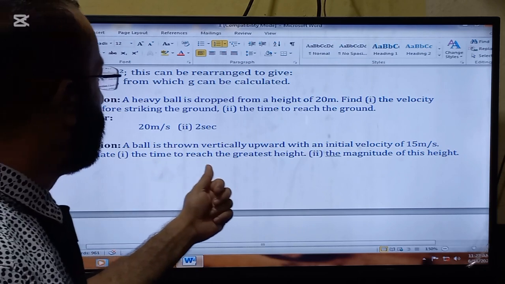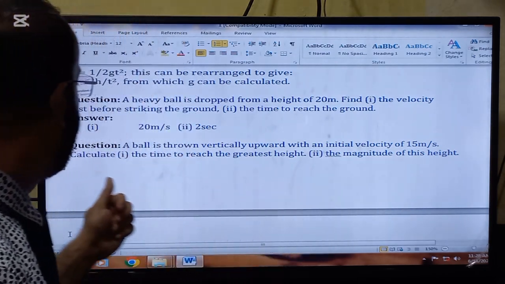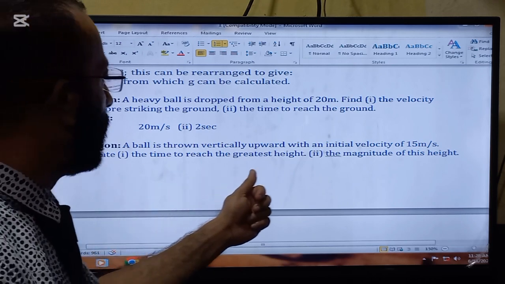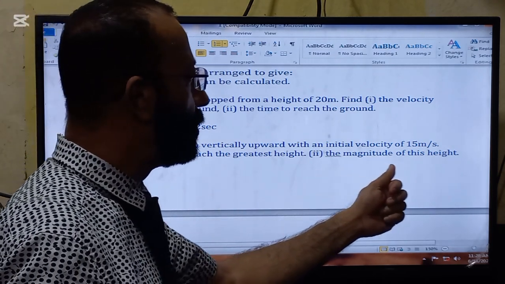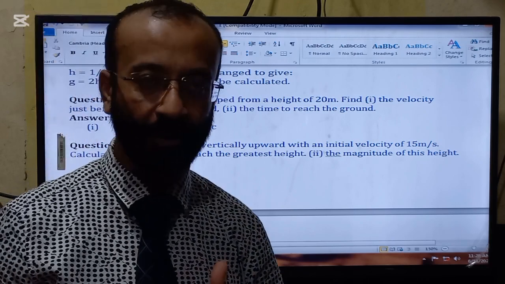A ball is thrown vertically upward with an initial velocity of 15 meters per second. Calculate the time to reach the greatest height. Second part, the magnitude of this height. We will solve this question on the board now. So come.